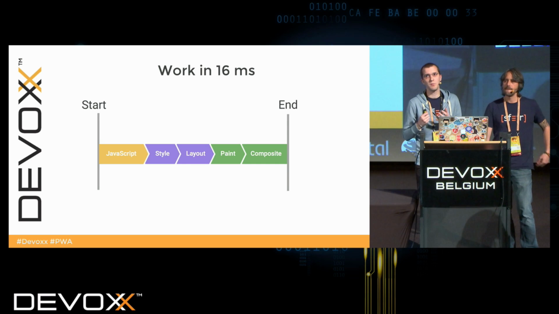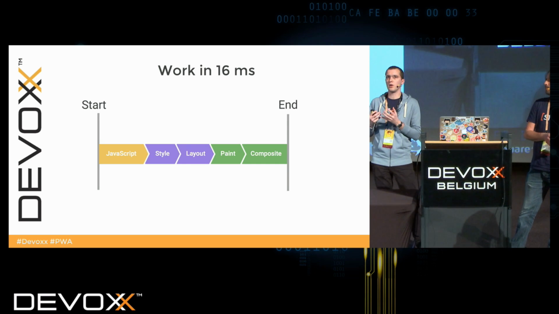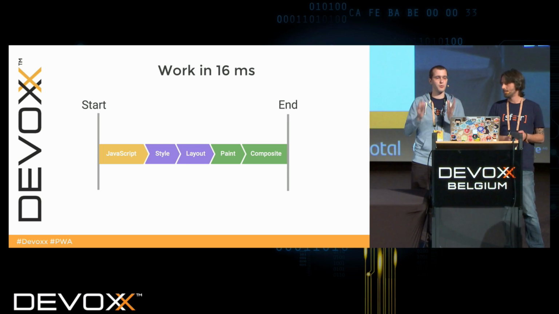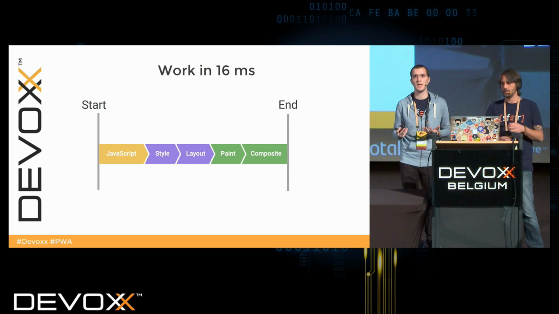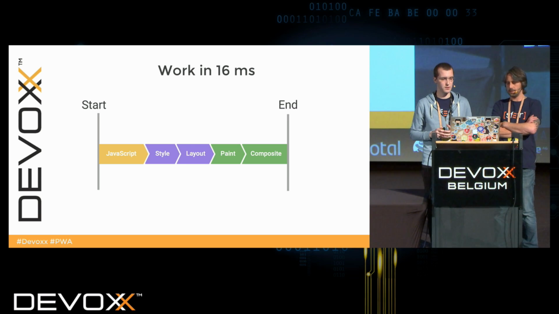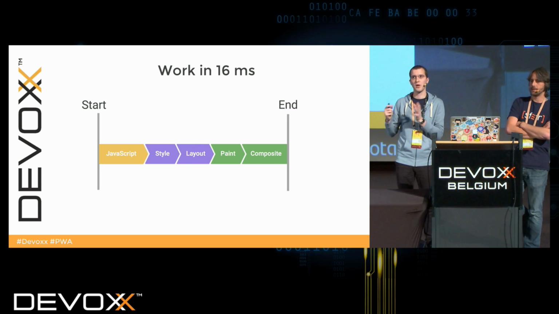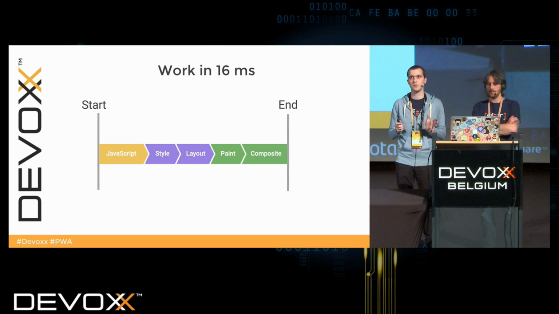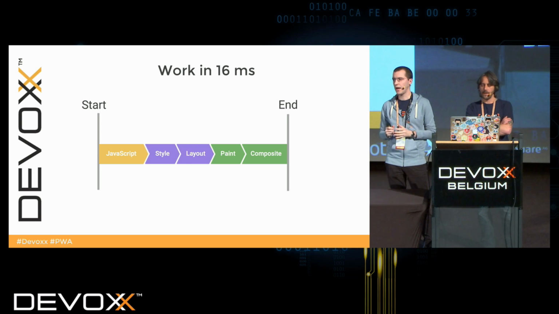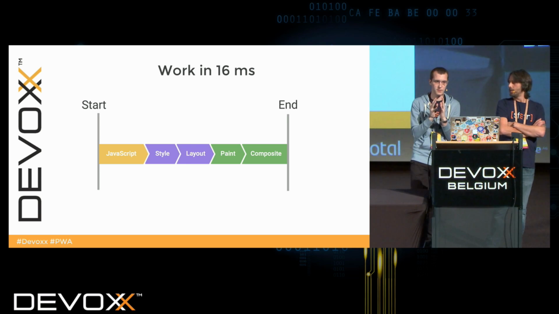But it's important to know how the browser works and what it does in a frame. When you are at 60 FPS, a frame is 16 milliseconds. So in 16 milliseconds, your browser executes JavaScript, recalculates style, and the render engine does the layout to create layers. Paint paints on each layer, and composite merges them into one.